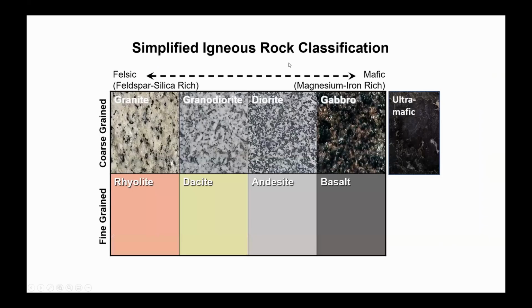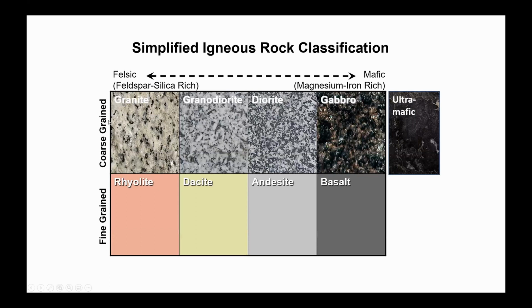Igneous rocks are classified and named based on how big those crystals are and how much iron, magnesium, and silica they have in them. So what they're composed of, what the magma was composed of. On the top row up there, those are the ones where you can see the crystals.